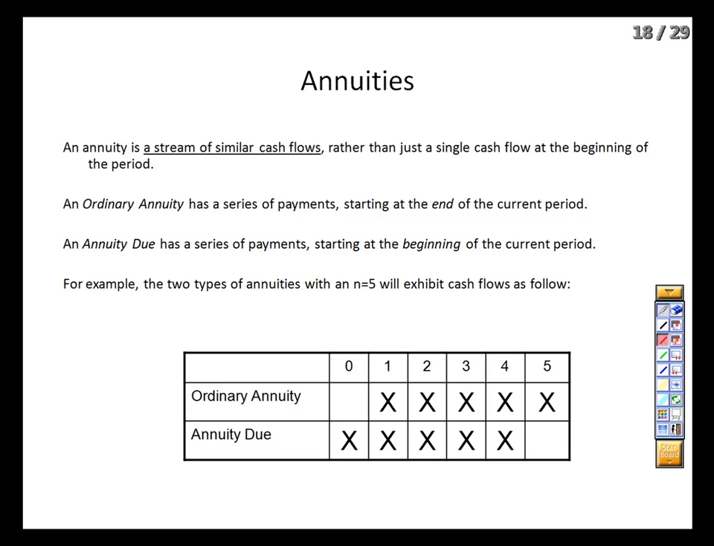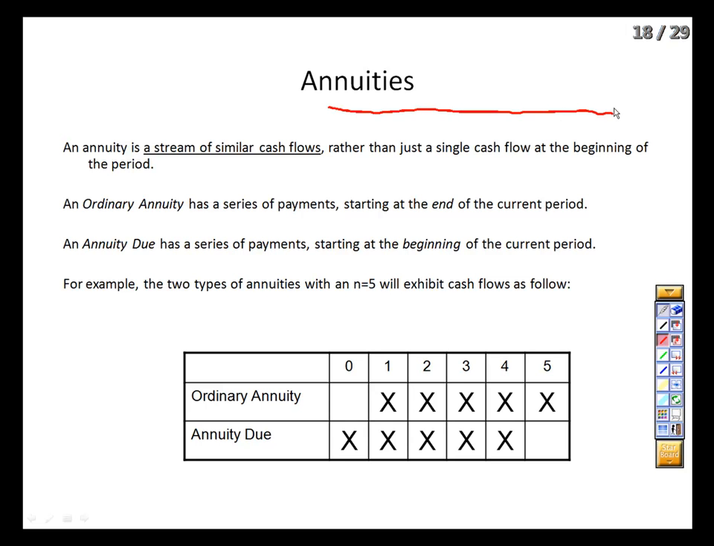An ordinary annuity is a series of payments at the end of the first period, whereas an annuity due is a series of payments beginning today. The math is a little bit different, but the concept is the same. The upshot of this is that no matter what the stream of cash flows look like, we can figure out what it's worth in today's dollars given a certain interest rate.